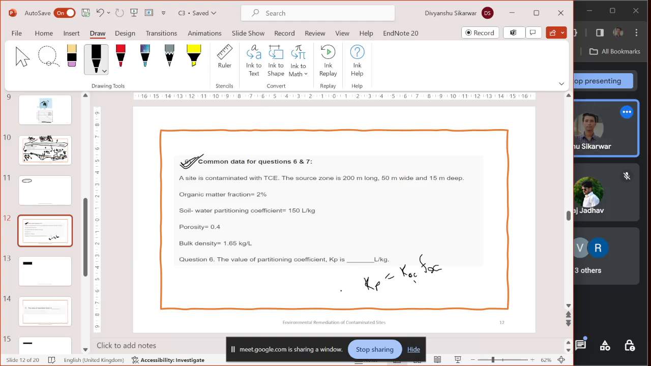Did you get the Kp value? So if we directly solve this problem, because most of you have not attended lecture 3, directly using this formula won't help much. So let me explain the concept first.